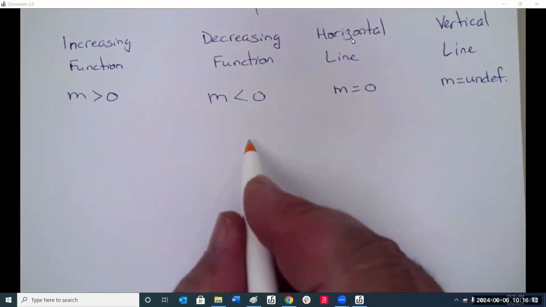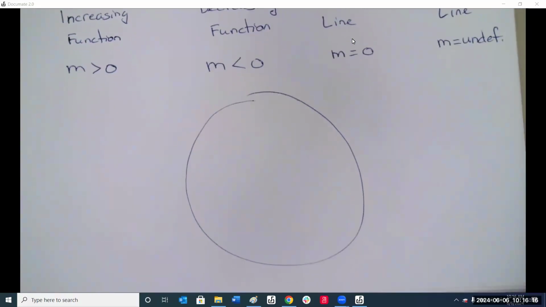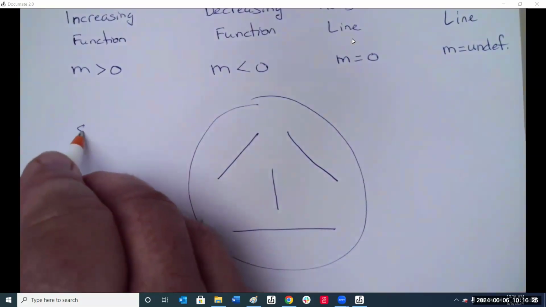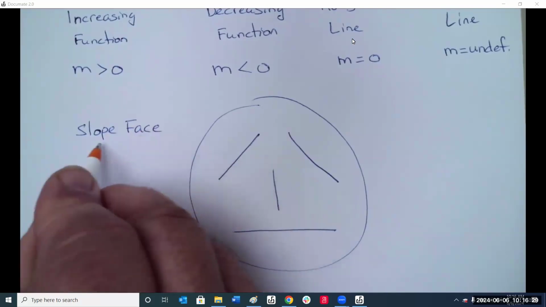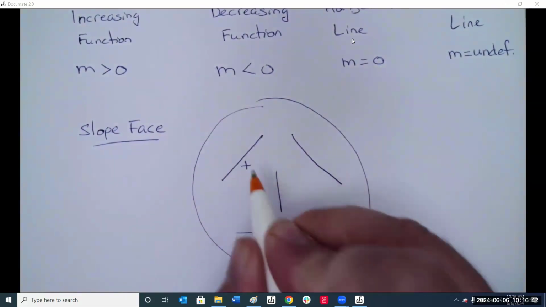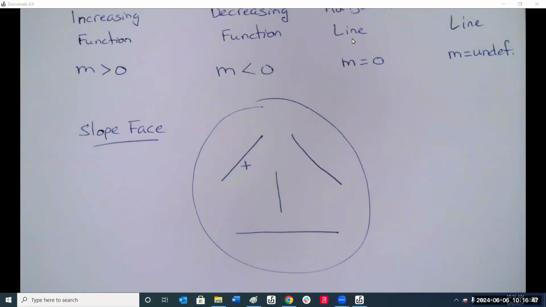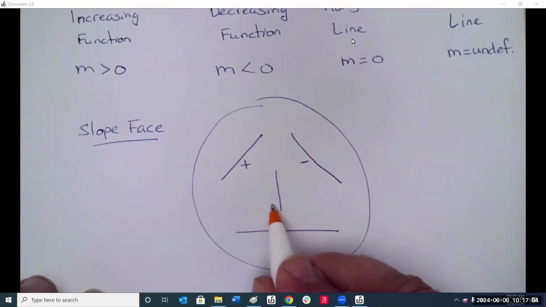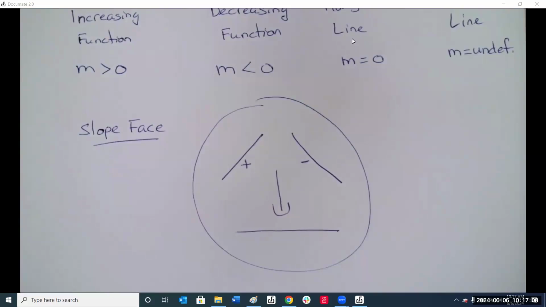Now, the easiest way to memorize all these is like this. It sounds ridiculous, but it works. It's a picture called slope face. Looks like a face, doesn't it? So if it's going up, then it's a positive graph. If it's going down, it's negative. If it's going up and down, it's what? It's undefined. So we put a U under there for undefined. And if it's horizontal, the slope is 0.